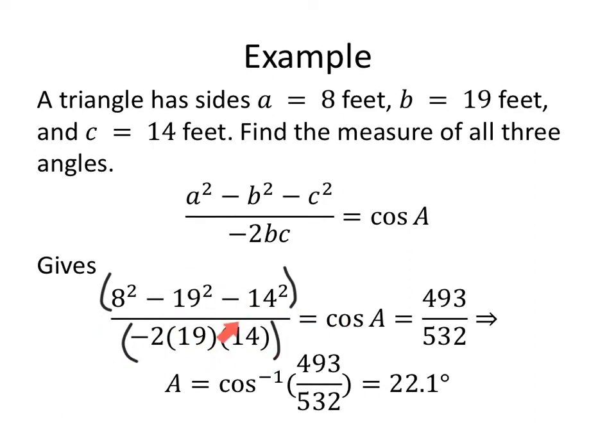This fraction gives me cosine of A equals 493 over 532. If I want to find angle A, I'll use the inverse cosine. 22.1 degrees. There I go. 22.1 degrees, smallest side, pretty small angle. We'll see if it holds up.